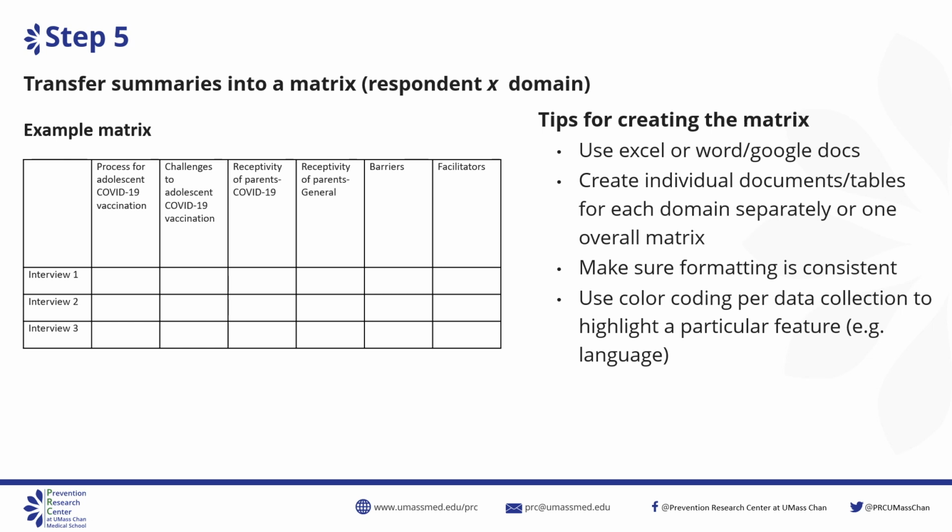So basically you create this matrix, where you take the domains in your interviews and you can just copy and paste from each of those individual templates into this overall matrix. So you copy, for interview 1, this is what the summary was for the process domain. For interview 1, this is the summary for the challenges domain. This is a great time to make sure that your formatting is consistent across this.